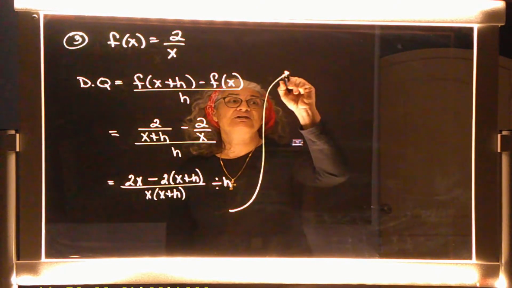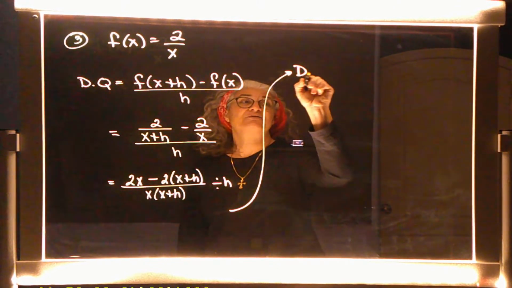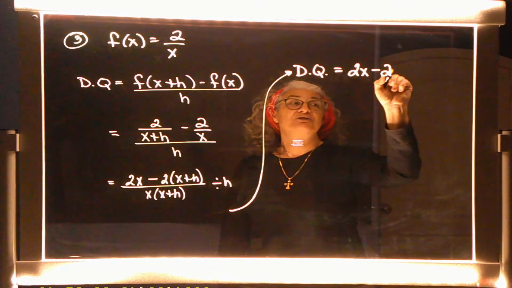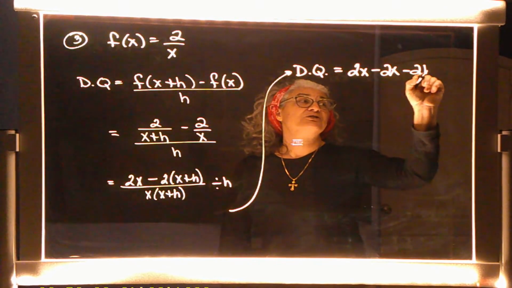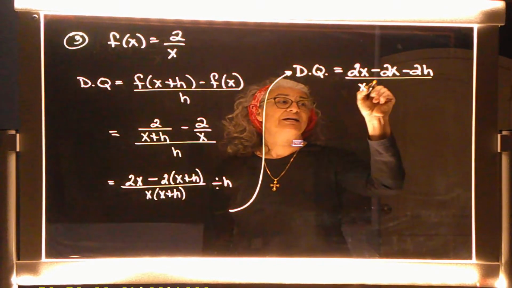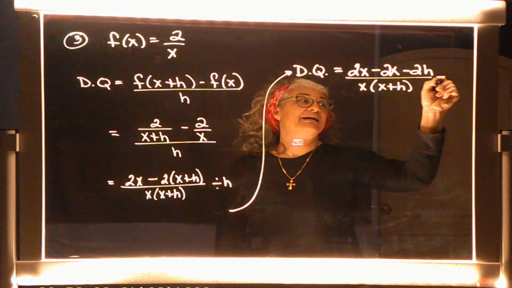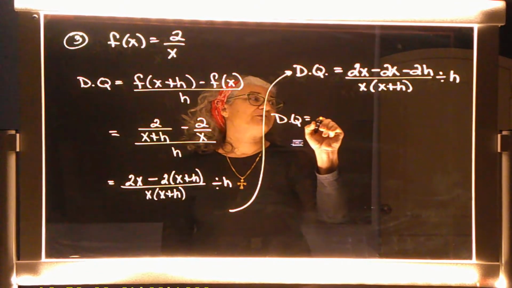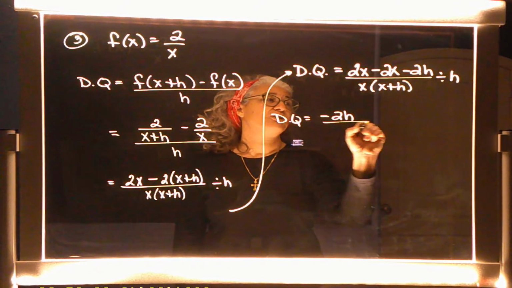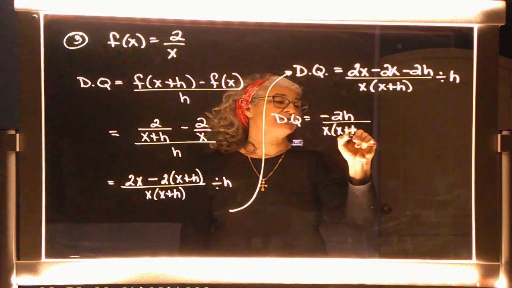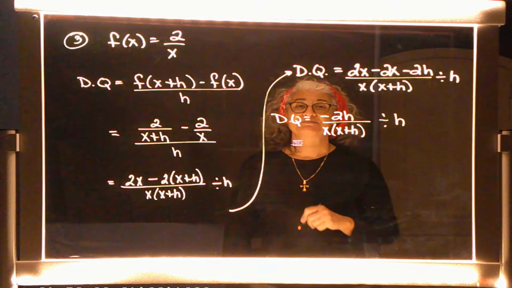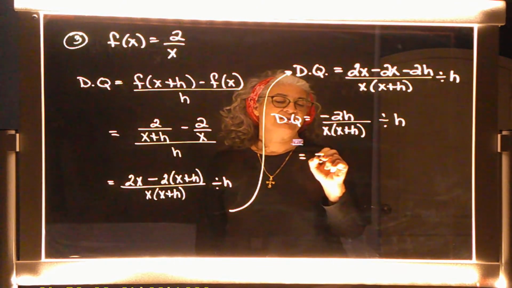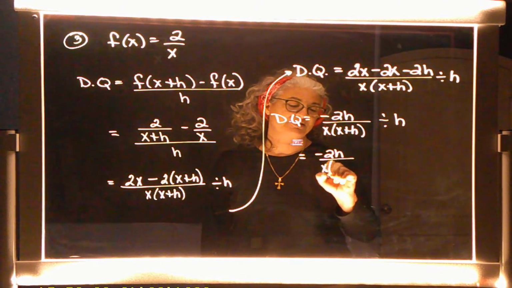I'm going to bring this up over here because I have more room. So my difference quotient is looking like 2x minus 2x minus 2h over x times x plus h, and still divided by h, right? And when I simplify the numerator, it looks like I have a negative 2h over x times x plus h, still divided by h. Okay, so remind me, how do I divide fractions? Very good. You multiply by the reciprocal.